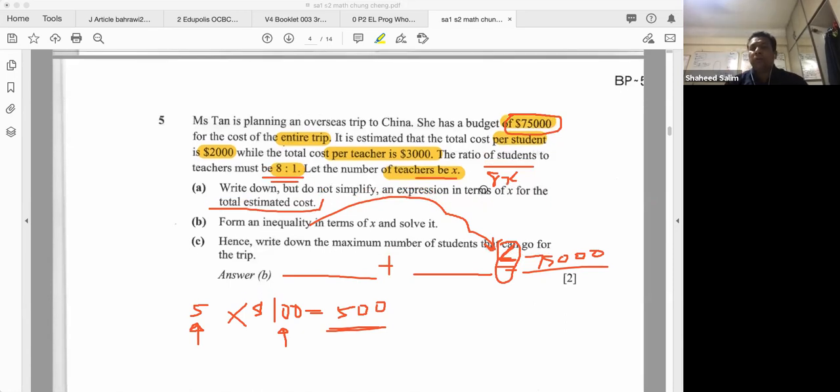No, down here. Teachers is X, students is 8X. You want to find the total amount of money spent on the teacher's ticket. 3,000 is one ticket times X. So it's 3,000X. Students, it's 8X. Why? Because the ratio is 8 to 1. What's the price of the ticket? 8X, number of students, times the student ticket, 2,000. So you get 16,000X. Total cost is 16,000X plus 3,000X, 19,000X.